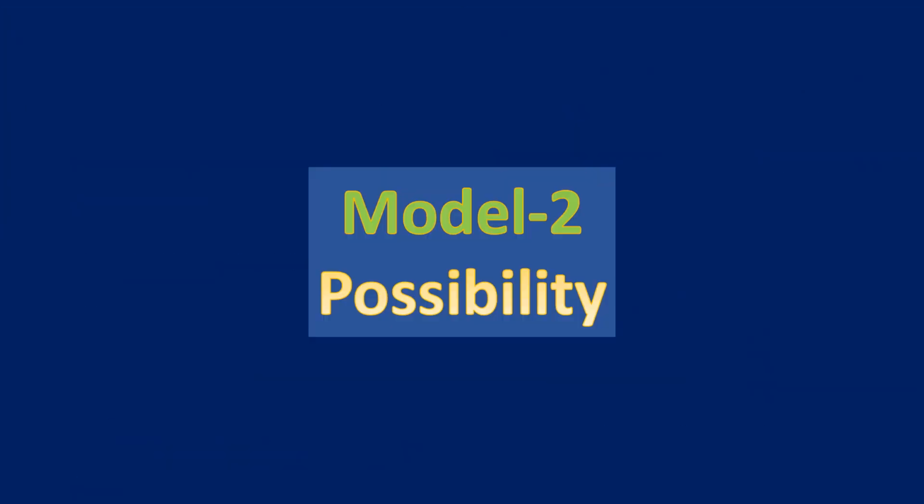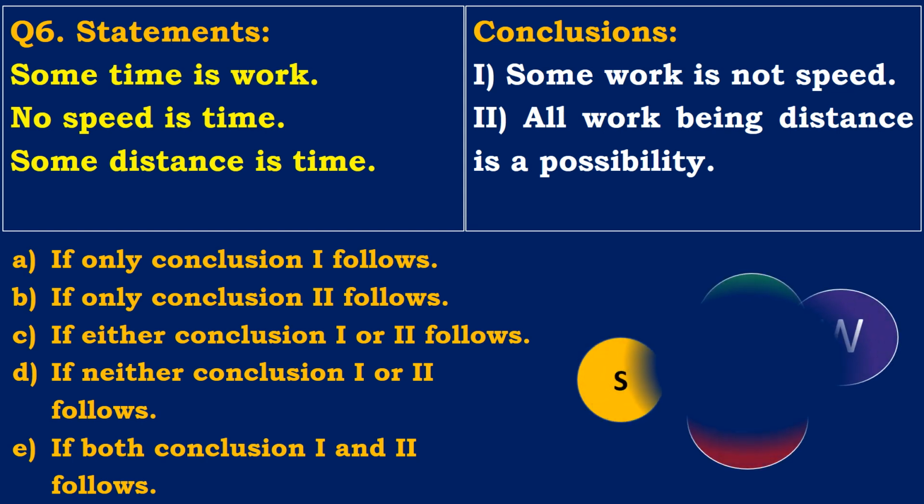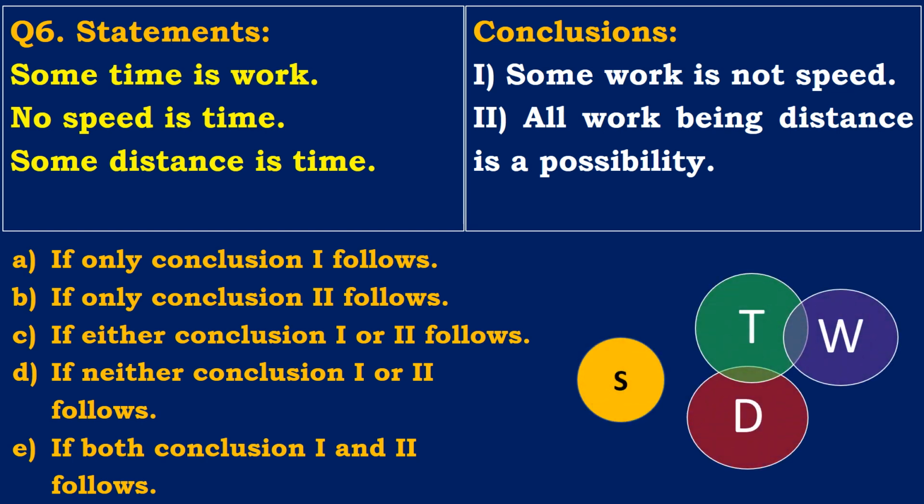Model 2: Possibility. Challenge 6. Statements: Some time is work. No speed is time. Some distance is time. Conclusions: Some work is not speed. All work being distance is a possibility. According to the Venn diagram, speed and work are unrelated. Hence, conclusion 1 is correct. Work and distance are not directly related. They relate with time. According to trick 1, there is a possibility of a relationship between work and distance. Hence, conclusion 2 is also correct. As a result, both conclusions follow the statement. Hence, option E is the correct answer.